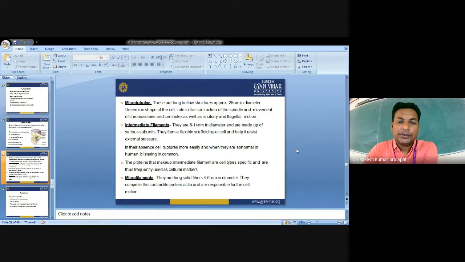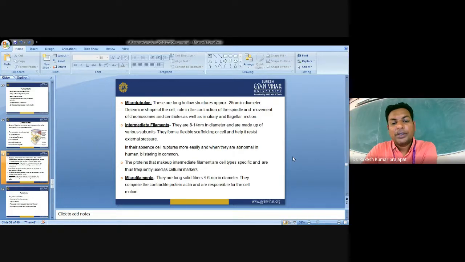Intermediate filaments are 8 to 14 nanometers in diameter, made up of various subunits. They form a flexible scaffolding for the cell, helping it resist external pressure. In their absence, cells rupture more easily. When abnormal in humans, blistering is a common symptom.